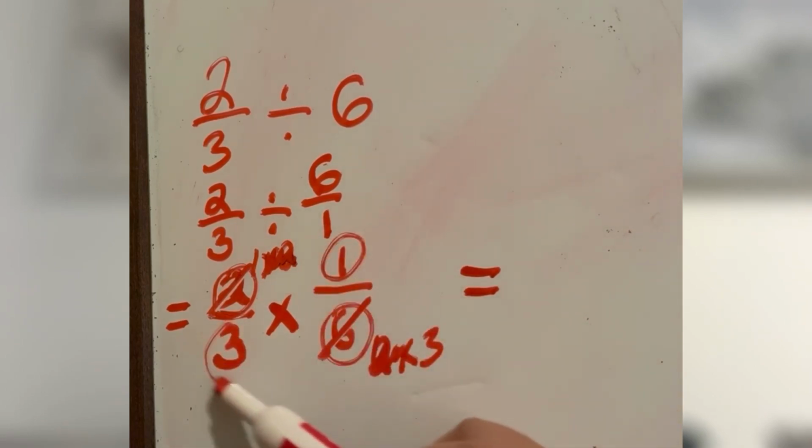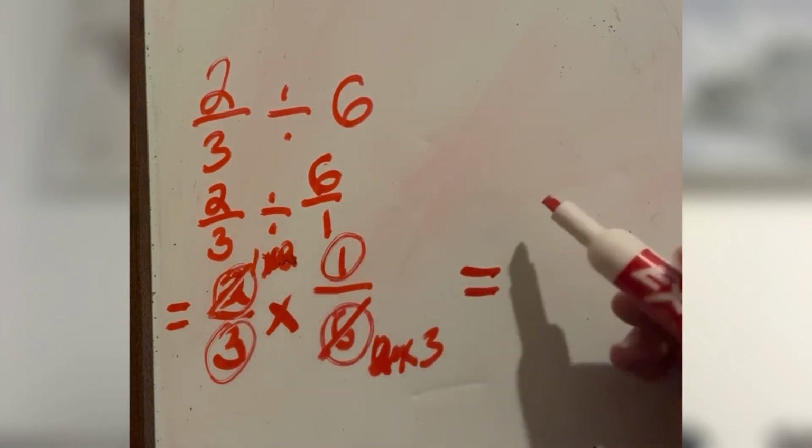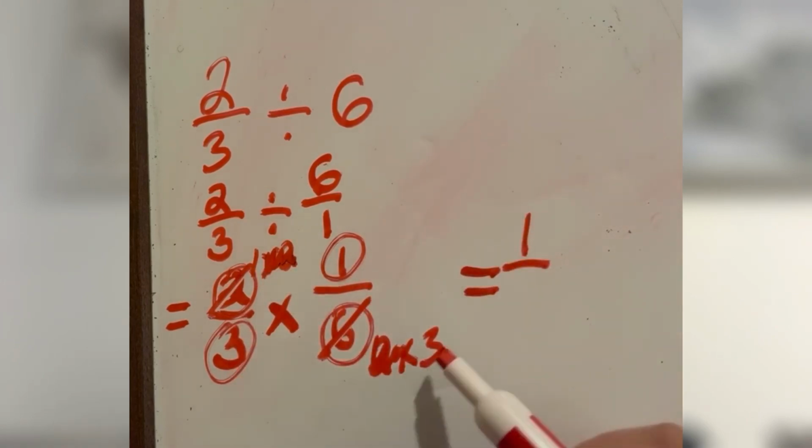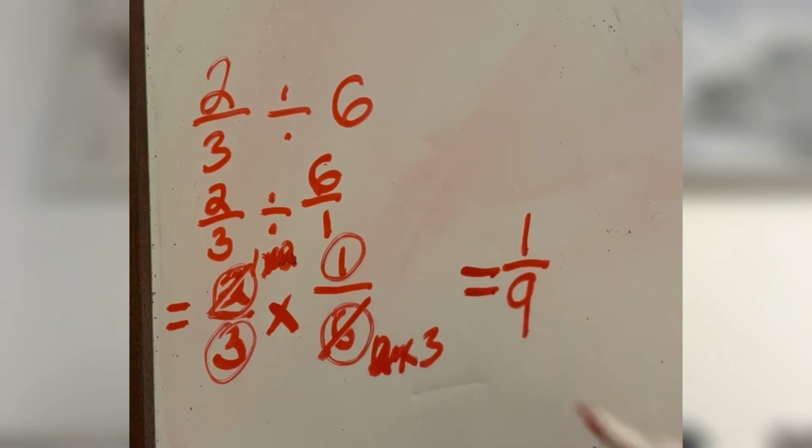And we'll check our second diagonal, 1 and 3. Do they have a common factor? No. It's just 1. We can't pull anything out, so we'll multiply across. 1 times 1 is 1, and 3 times 3 is 9. So our answer for this will be 1/9.